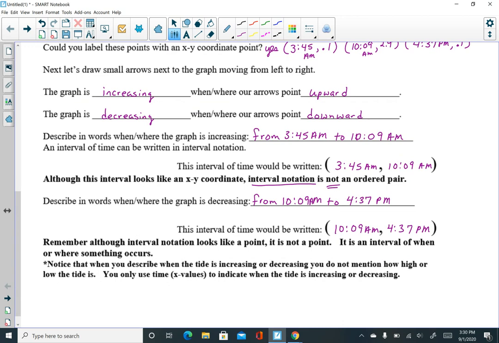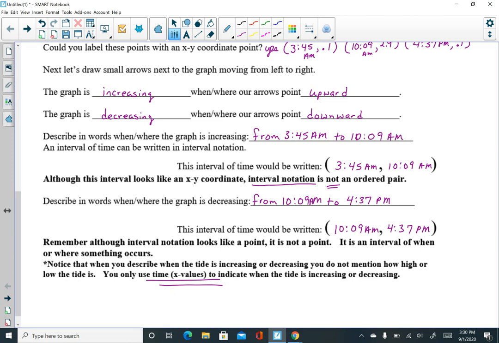And then I'll draw your attention to the starred piece down at the very bottom, because that's super important. You'll notice here that whenever we were talking about our increasing and decreasing, we never talked about how high or how low the tide was. We weren't worried about the y-axis. We weren't worried about the height of the tide. We were always focused on our x values. When was the tide increasing and decreasing?